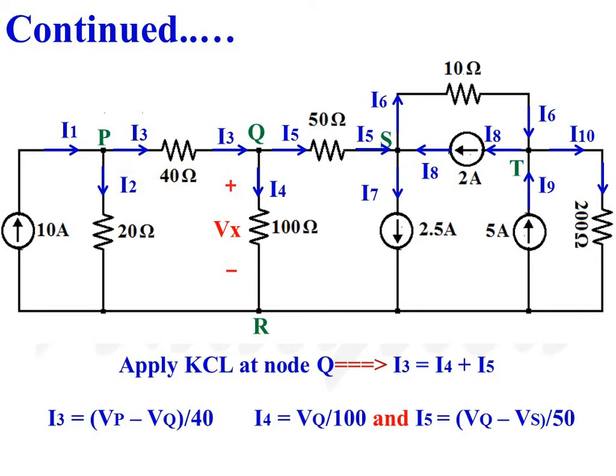Apply KCL at node Q. There are three currents associated with node Q, I3, I4 and I5. Here I3 is the lone incoming current while I4 and I5 are outgoing currents. I3 is equal to (Vp minus Vq) divided by 40. I4 is equal to Vq by 100 and I5 is equal to (Vq minus Vs) divided by 50.